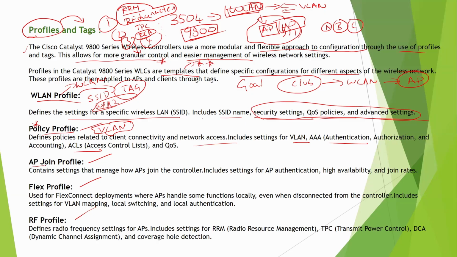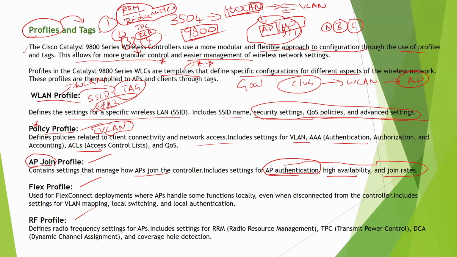Then we got the AP join profile. As the name itself says, it is the configuration that is required for the AP to join the WLC. It contains the settings that manage how APs join the controller, includes authentication, where we define the authentication for AP join, high availability configuration, and join rates.